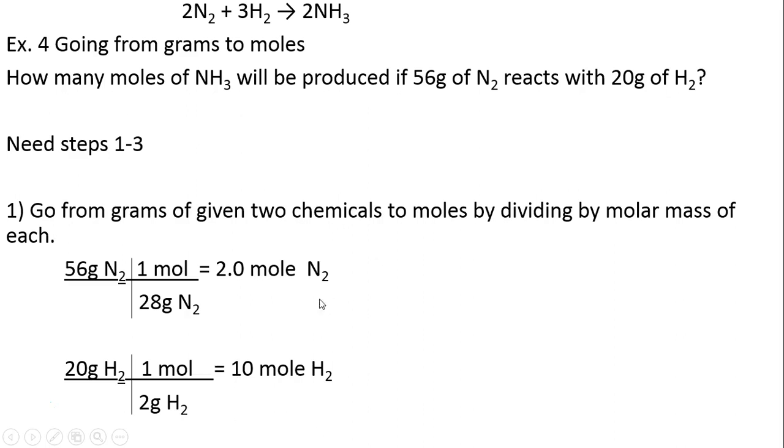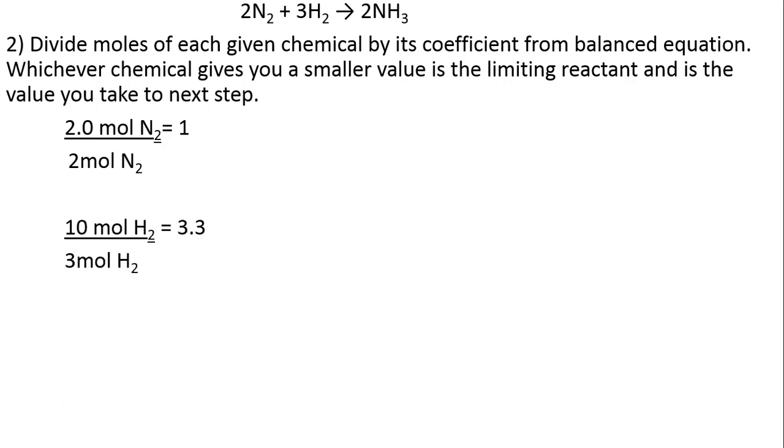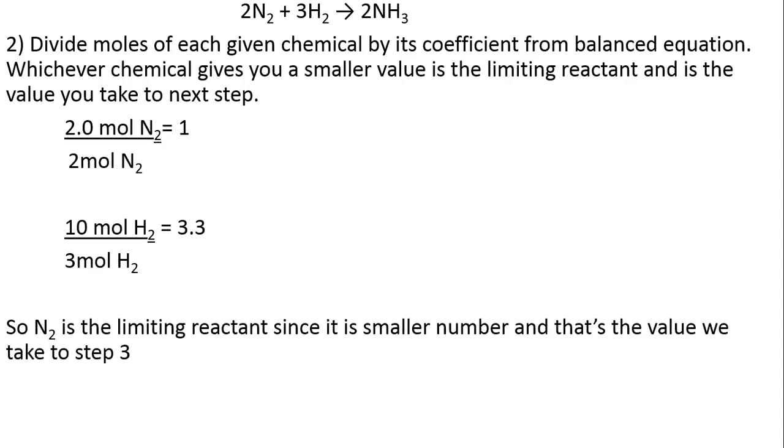Which one is smaller? Doesn't really matter, because remember, that's a step 2, not step 1. A lot of students will get in the habit of looking at this and saying, oh, 2 is my small number, I'm going to go from there. Be careful. So step 2, divide by the moles of each from the balanced equation. 2 divided by 2 gives us 1. 10 divided by 3 gives us 3.3. Which one's smaller? There it is. That's the limiting reactant. So we take that to step 3.